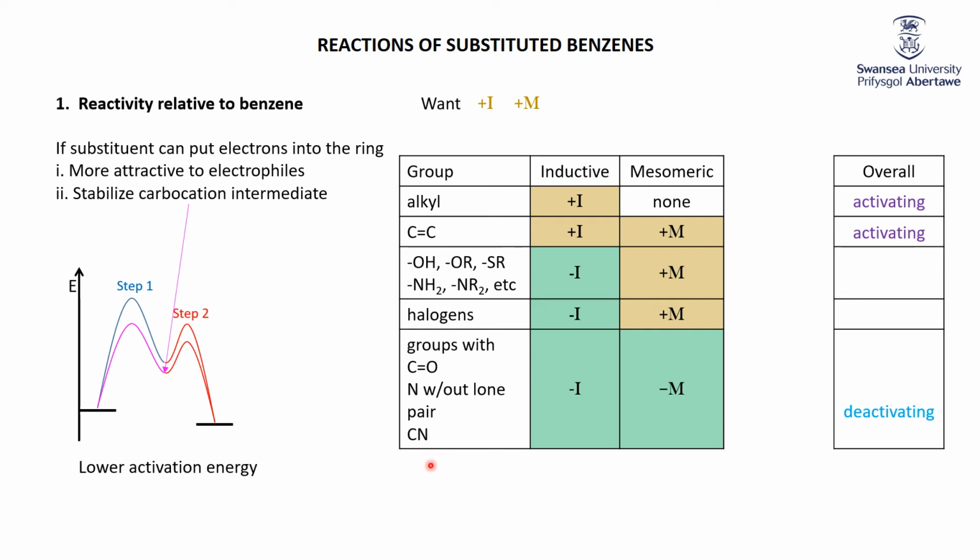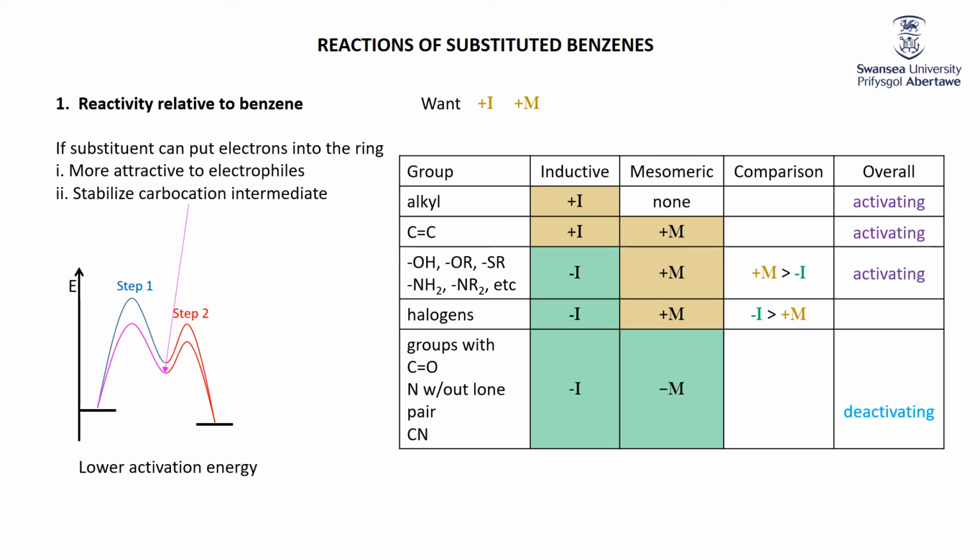So for example, a benzene ring with a cyanide on it, a benzene ring that has an acid group on it, benzoic acid, these are all less reactive than benzene. Now it's these ones here that are kind of interesting, where you have a bad inductive effect but a nice mesomeric effect. And for most groups, as I said, mesomeric effects are usually bigger than inductive effects. So most groups here, like OH, OR, SR, NH2, NR2, and so on, because the nice mesomeric effect is bigger than the nasty inductive effect, these will end up being activating.